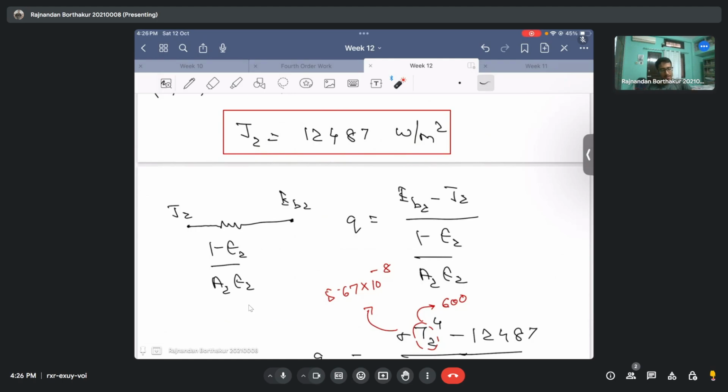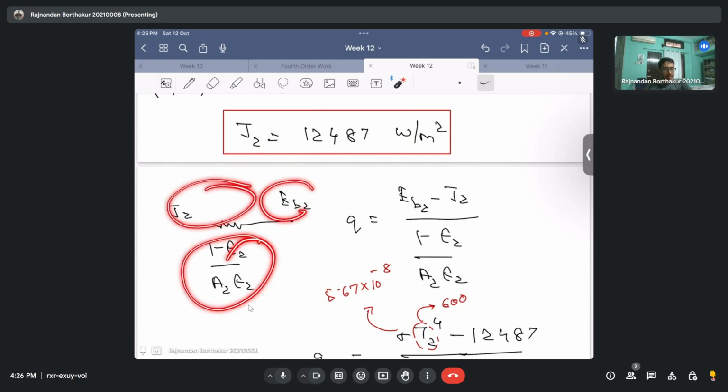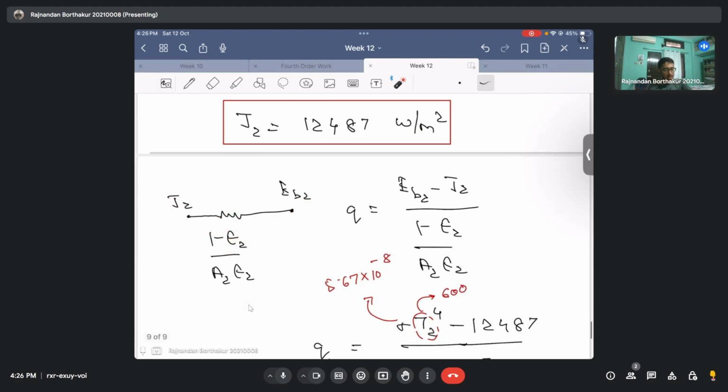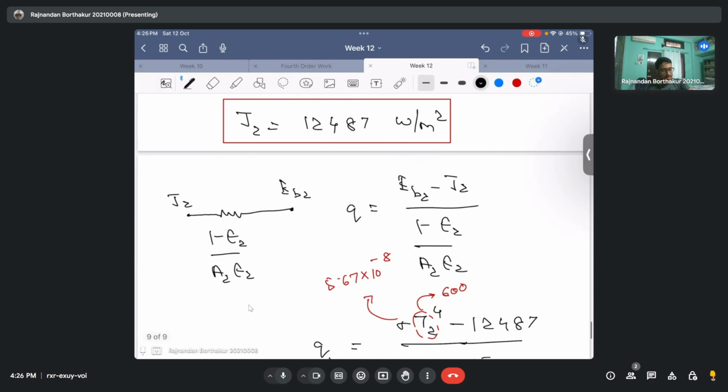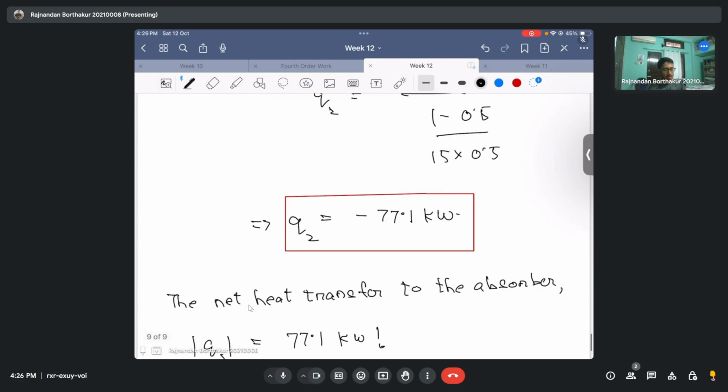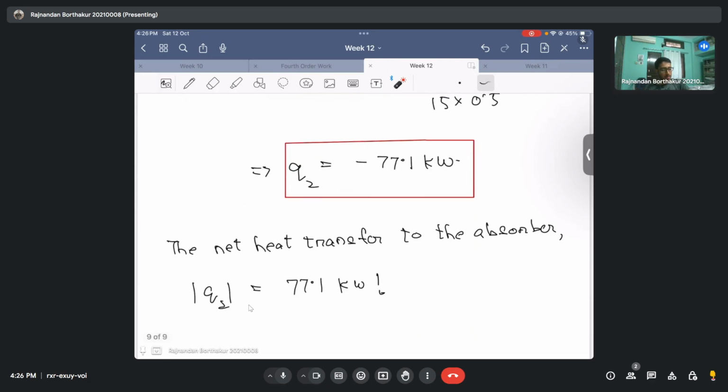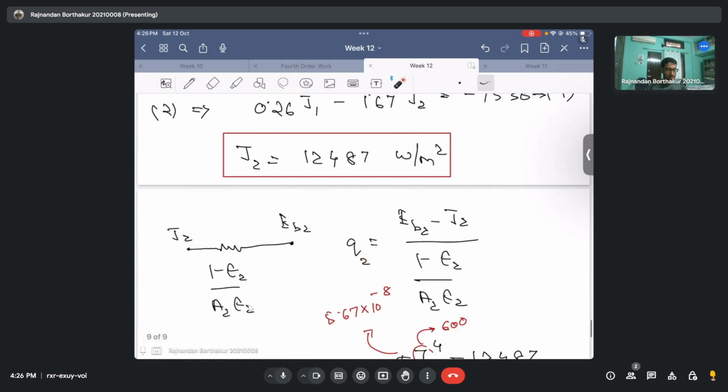use the fact that the net radiation exchange is Eb2 minus J2 divided by the surface resistance, for which you will get the net radiation exchange with surface 2, which is Q2. That is the net radiation transfer to surface 2. There's a negative sign, typically because there's a net radiation transfer to surface 2, and that's why we had a negative sign. Of course, its magnitude came out to be equal to 77.1 kilowatt. So this is the idea, and this is how we solve this problem.